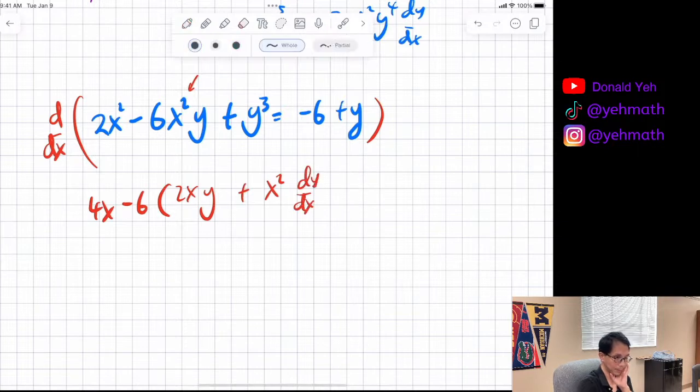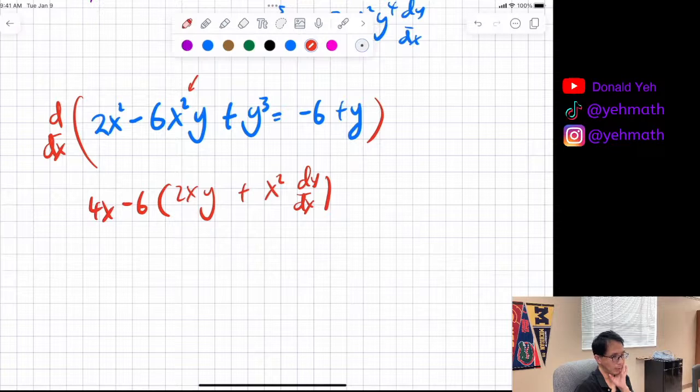Does that make sense? How come you didn't put 2xy times dy over dx? Because I didn't take a derivative of the y yet. I only took a derivative of x squared. Okay, so it's 2xy. Now, when I take a derivative of the y, it's after I do the right, d left, left d right. So it'll be x squared dy dx, and then plus 3y squared dy dx.